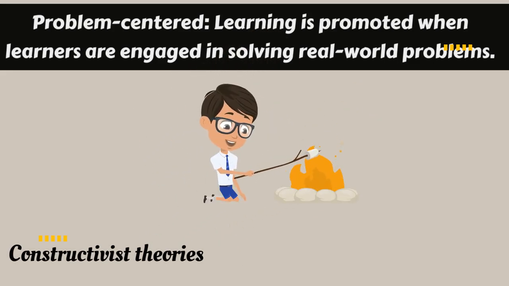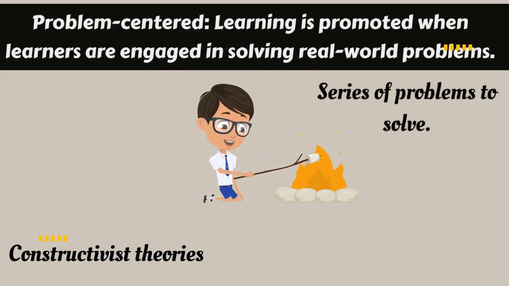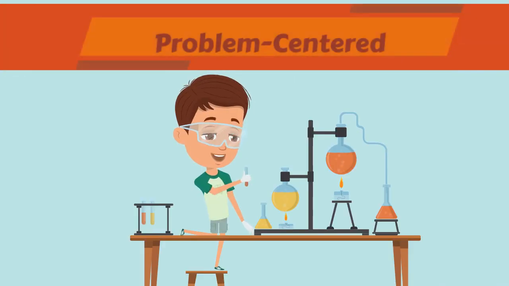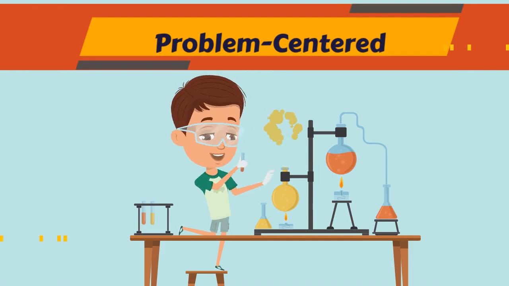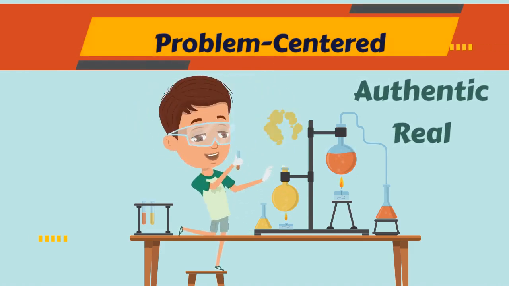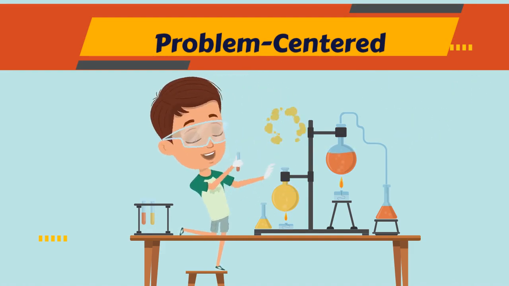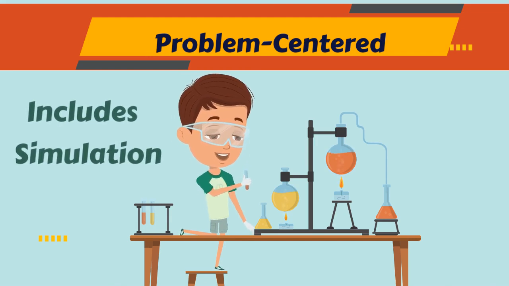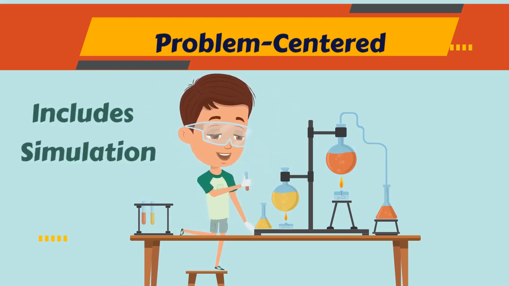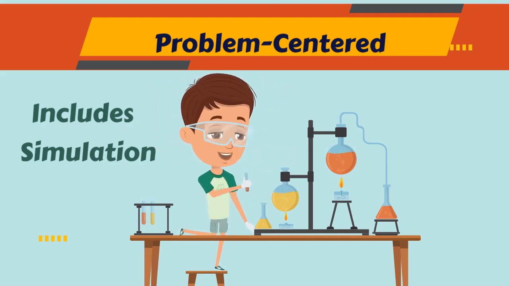Also, learning is best when there is a series of problems to solve and when teaching is gradually withdrawn for each succeeding problem. In the problem-centered stage, problems should be authentic, real-world, and, if possible, personal, showing learners a task or problem they will be able to solve. Problems may include simulation or situations that provide learners with contextualized, authentic learning experiences, allowing them to draw on existing knowledge to understand the problem.